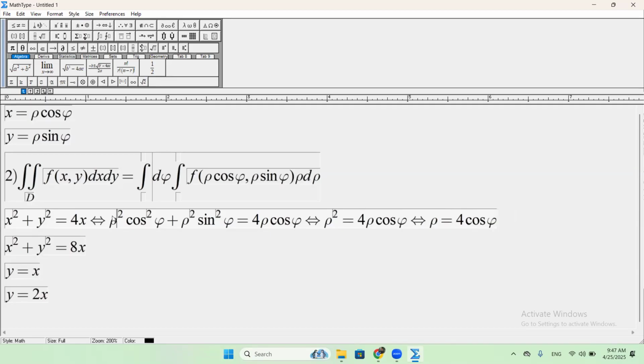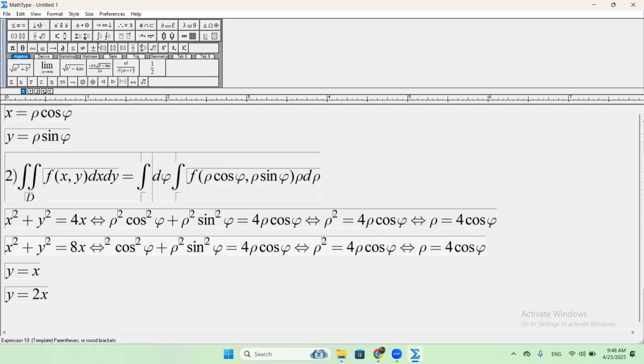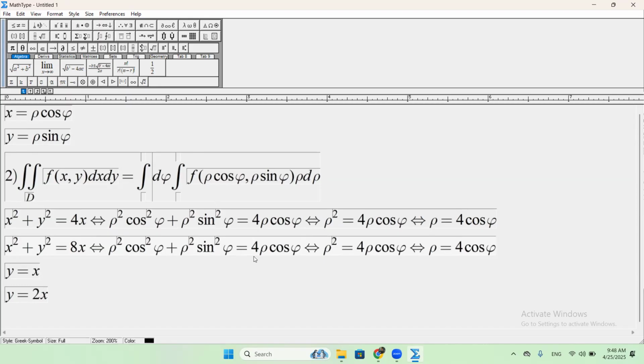Analogical to the second equation, I lost rho, but I will return it. Here we change 4 to 8, and actually that's all we will change here. So these are limits of integration for rho.